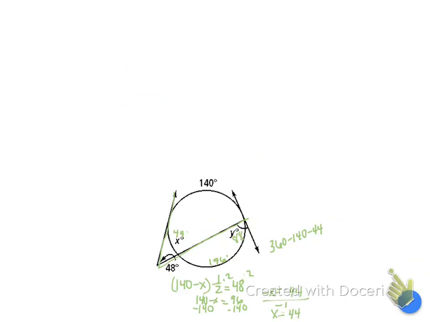Okay, the reason it's not a right angle is because if it was a tangent line connected to a radius or diameter, then yes, it would have been a right angle, but it's not connected to a radius or diameter, so we need to actually figure out what it is.